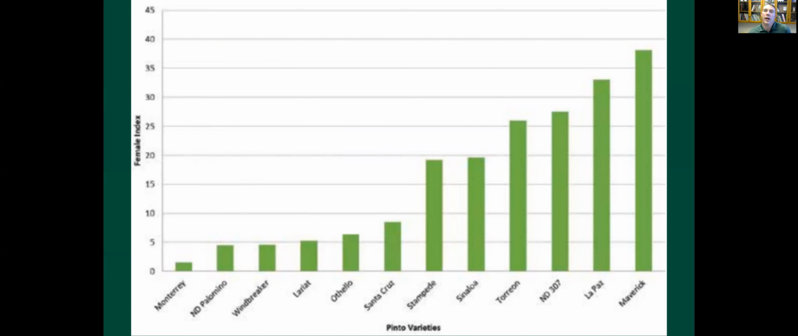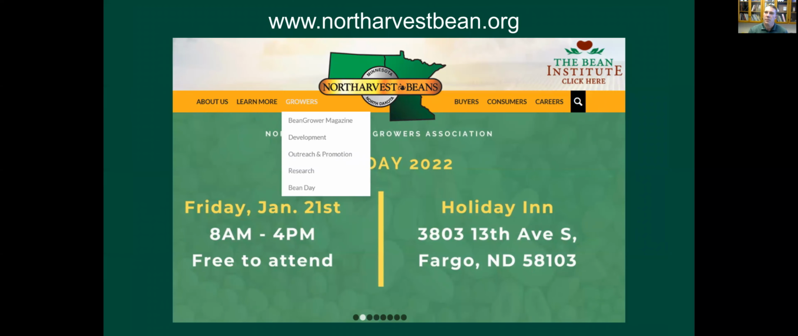So if you're growing dry beans, just know that the market classes are generally different, and then the varieties within the market classes can be different as well. So if you have some choices and you have SCN, you might want to consider your variety selection. You can get this magazine directly by going to the northarvestbean.org site, and you just need to click on the Grower tab, and Bean Grower Magazine is the first hit, and from there you'll be able to find the research edition from this year and the other years as well.